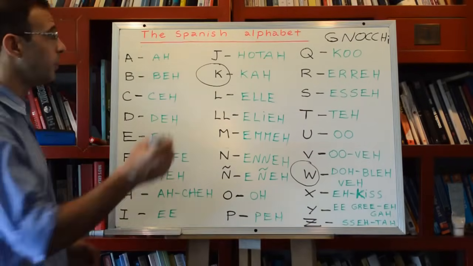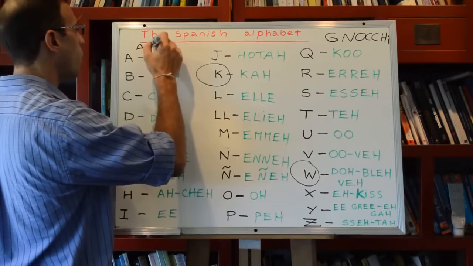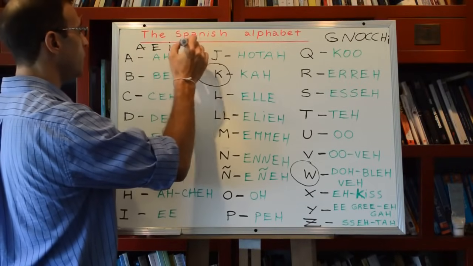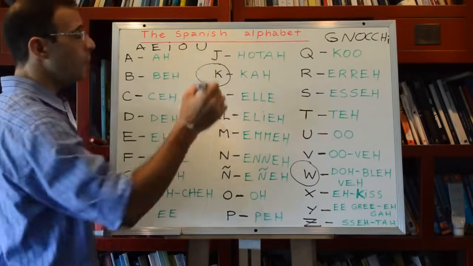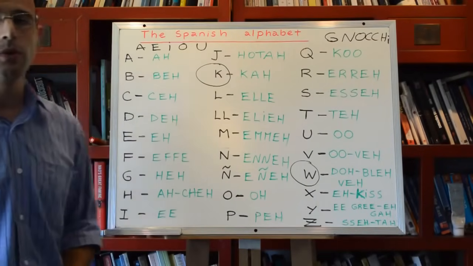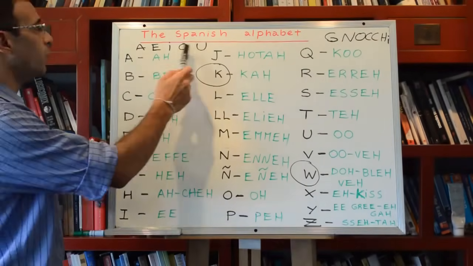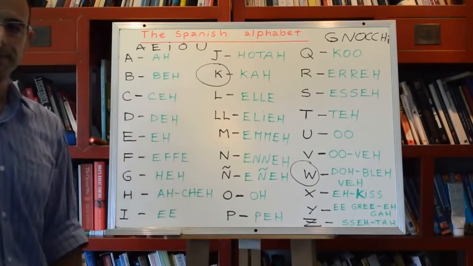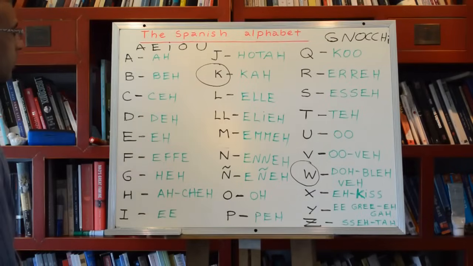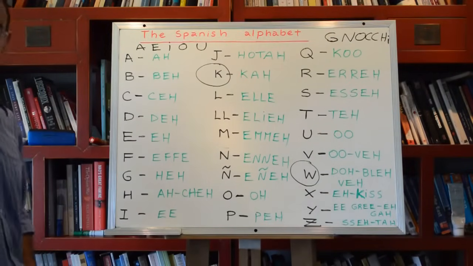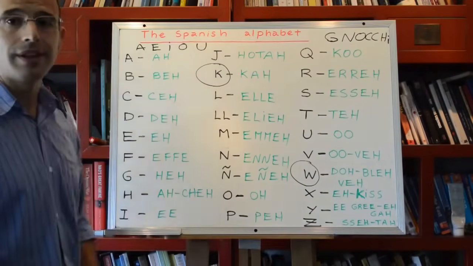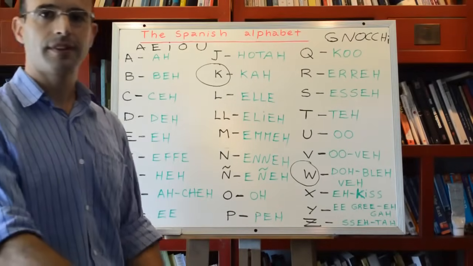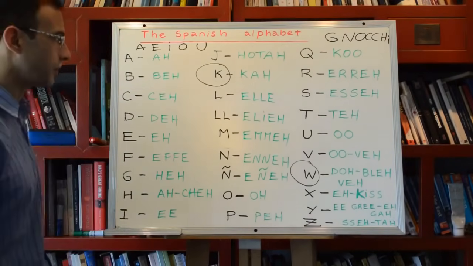Therefore, our vowels, while in English this would be A, E, I, O, U, in Spanish it's A, E, I, O, U. Okay? Good. So, whatever we pronounce with a vowel, it's just one flat, monotone sound.